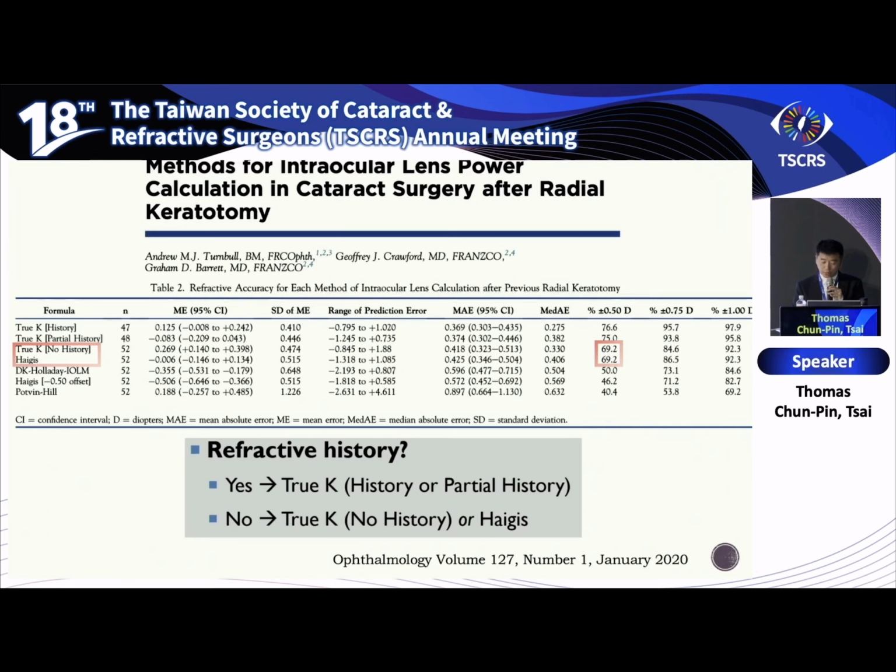If you don't have any refractive history of this patient, you can use Haigis formula or Barrett True-K formula with no history of RK. Almost 70% of the patients' refractive results will be within half a diopter. Many surgeons prefer to select a refractive target of between -0.5 and -0.75 diopter for two reasons. First, hyperopic errors are common. And second, if hyperopic shift continues, the refractive error will change toward emmetropia.